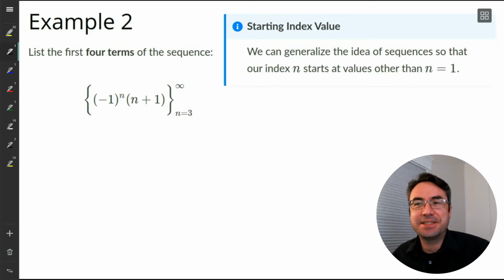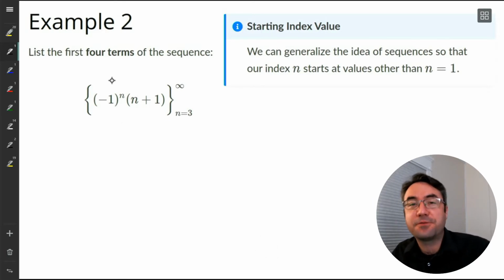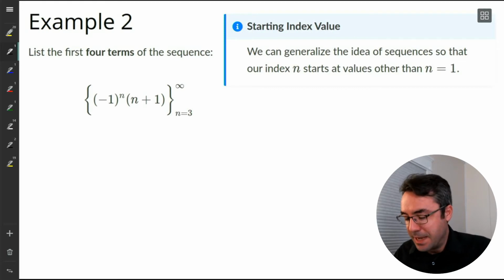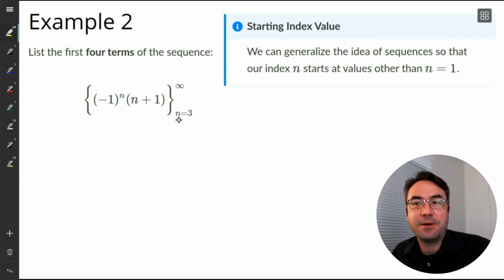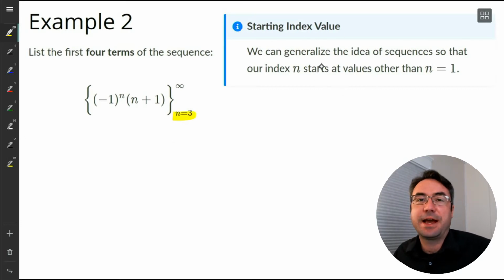All right, so let's look at example 2. Again, we have another sequence here where we're given the nth general term. We're going to write out the first 4 terms of this sequence. Now, you might be looking here, and you might be thinking, oh boy, our index is starting at n equals 3, and that's okay. So we can kind of relax things. We can generalize things a little bit.